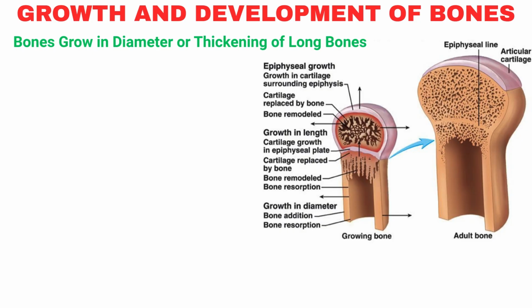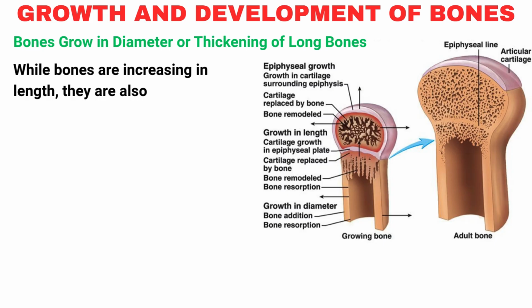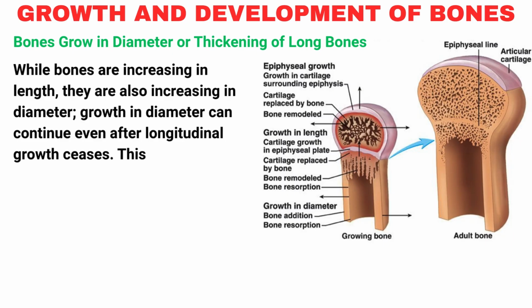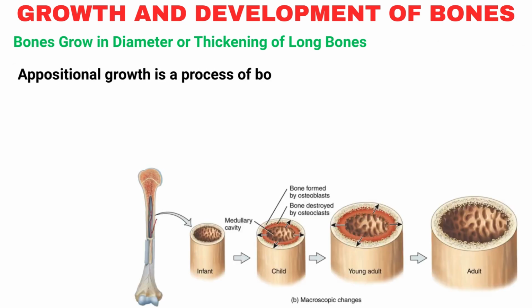How bones grow in diameter. Growth in width is due to the addition of cells on the inside of periosteum and is more active in children. While bones are increasing in length, they are also increasing in diameter. Growth in diameter can continue even after longitudinal growth ceases. This is called appositional growth. Appositional growth is a process of bone formation where new bone is added directly to the surface of existing bone.